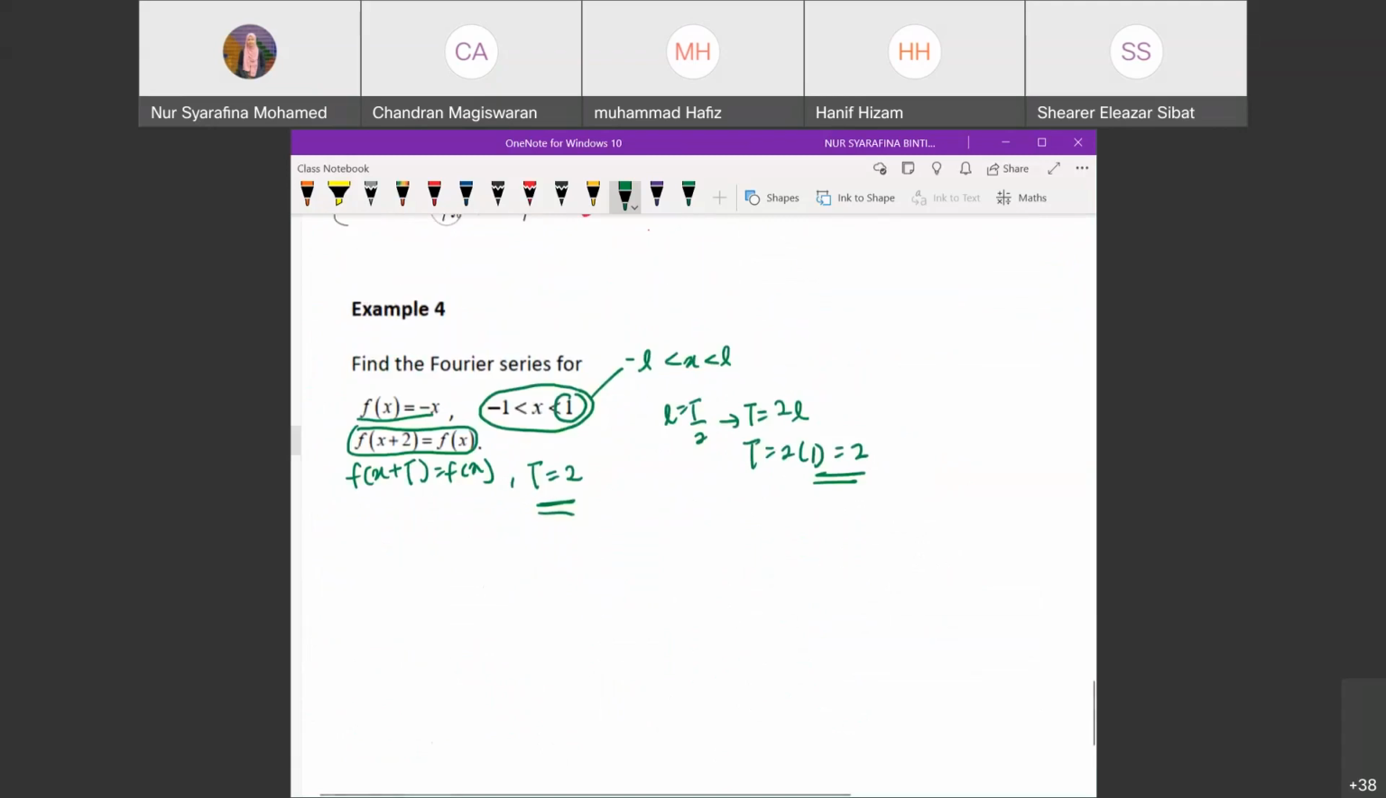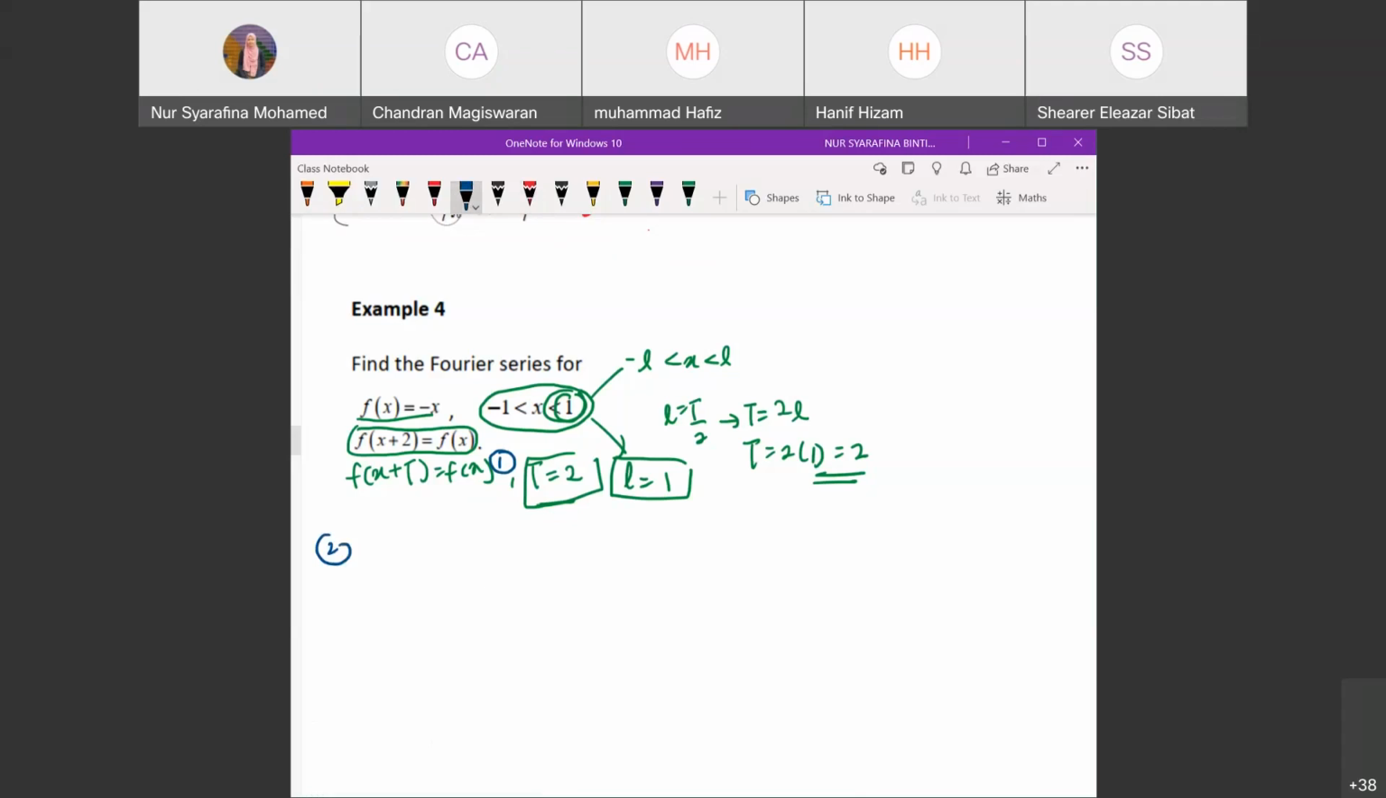So this is your t, okay? And then this is your L. L equals to 1. Okay, so that is your first step: identify it is a periodic function, and then what is your t and what is your L? Okay, next, what is your next step? Now, identify it is even or odd.